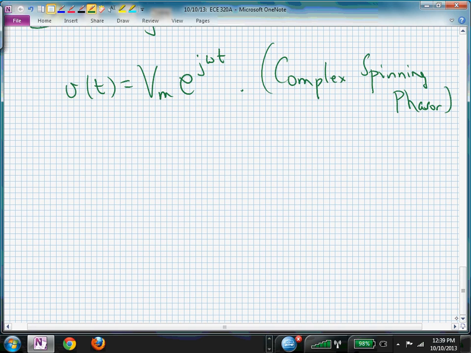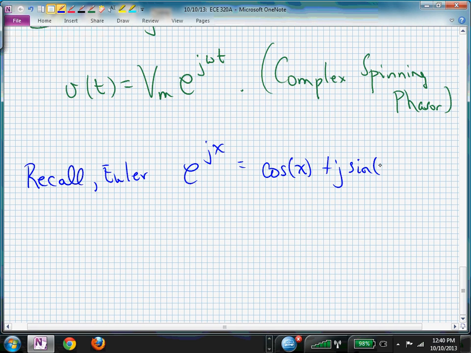And if you wanted to go back into reality, we could simply remember Euler. And with Euler, e to the jx expands into, do you remember? Cosine of x plus j sine of x. Meaning if we want little v of t to be real, we could just extract the real component of the e to the j omega t expression.